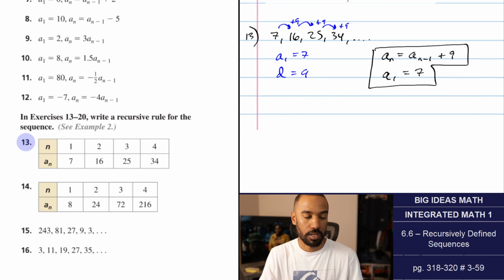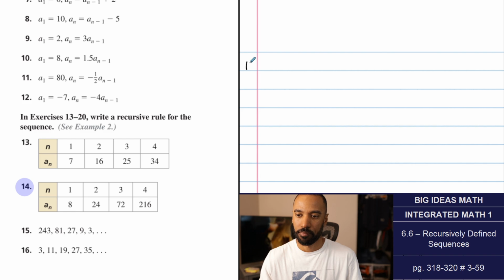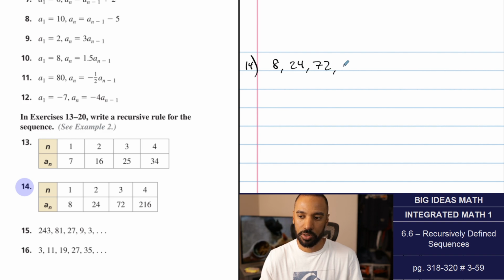This was arithmetic. Number 14 does not appear arithmetic this time. I'm guessing it's really just going to be one or the other. So here our first term is 8, and then 24, 72, and 216. You can see we're multiplying by 3 to begin with. The question is, does it continue doing that? And yeah, 24 times 3 is 72. 72 times 3 is indeed 216.